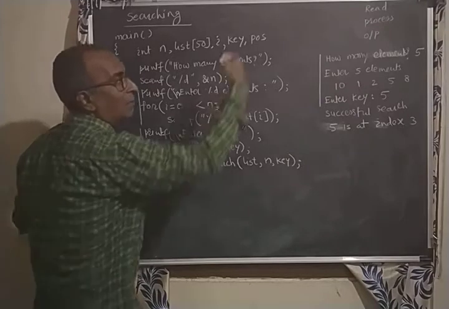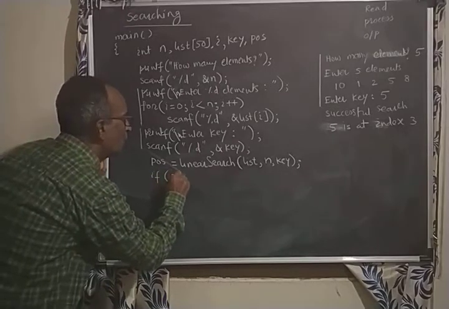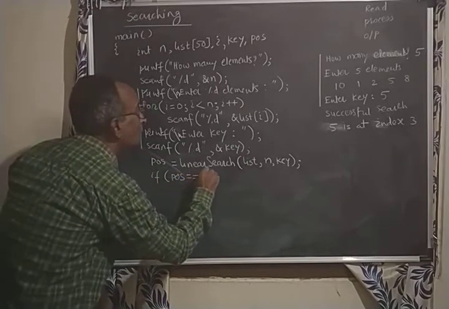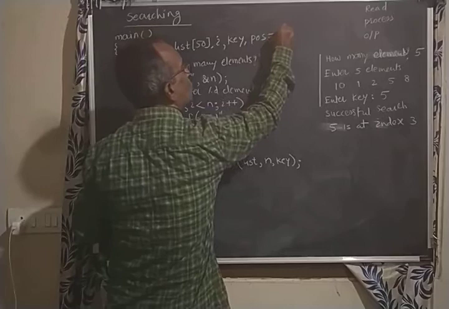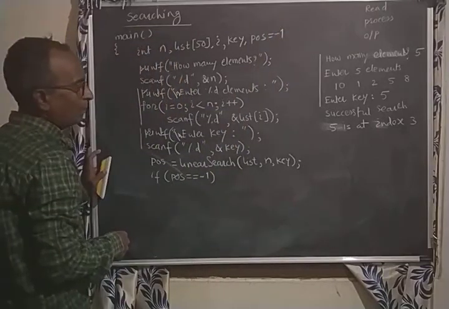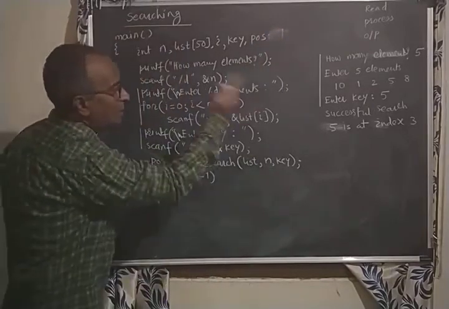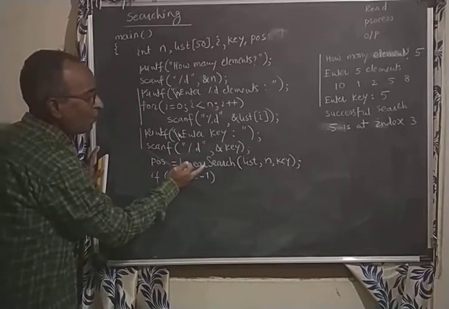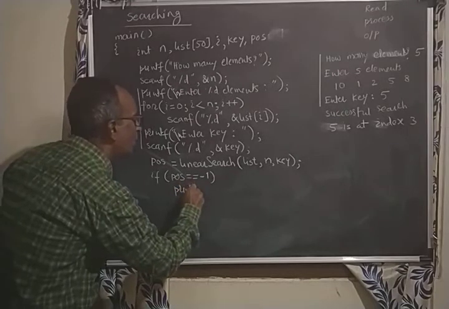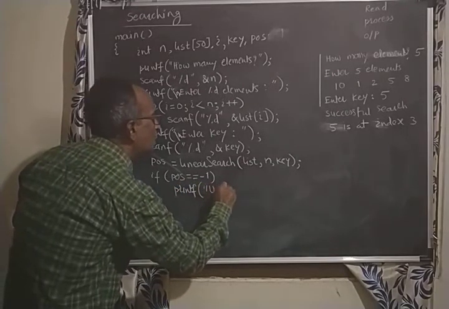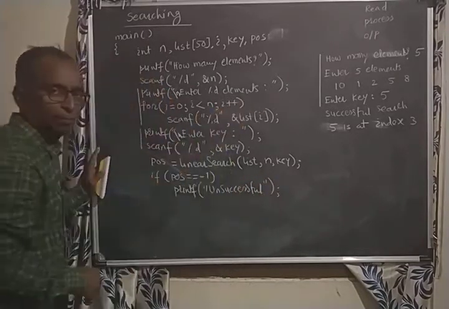This subtask will be done by somebody else. That will give us the value. So if position is equal to -1, now position you always initialize, but no, it is not required here. Position is not required because linear search is giving you the position. If the returned value is -1, then we say printf unsuccessful search, or we can say element is not found.